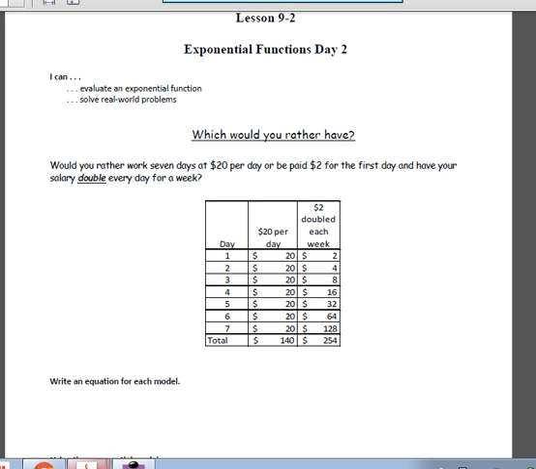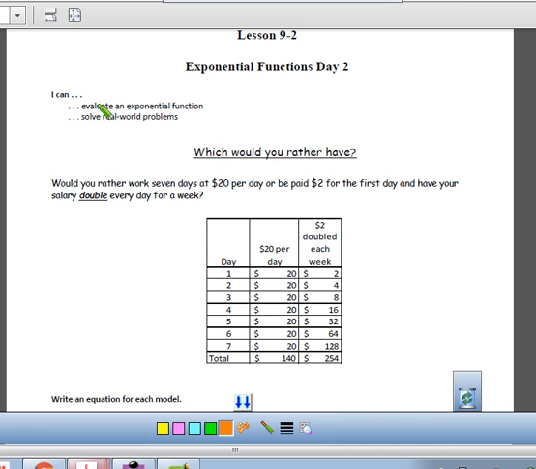The learning targets for this lesson: I can evaluate an exponential function, and I can solve real-world problems. And that's really the big part of this, is the real-world problems. And we have an example of that right below. Well, it's an imaginary real-world problem, if you will.